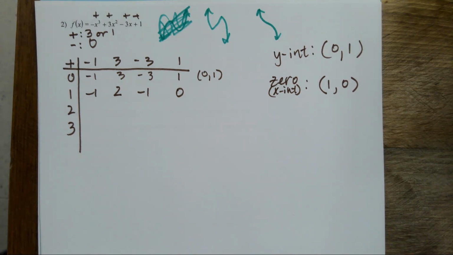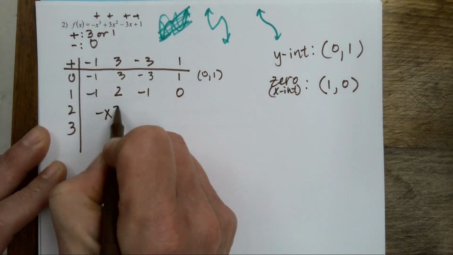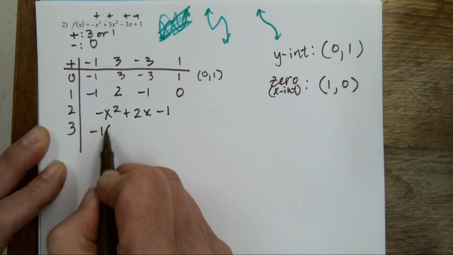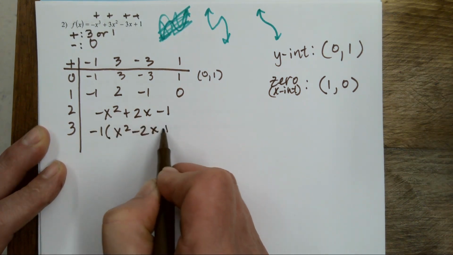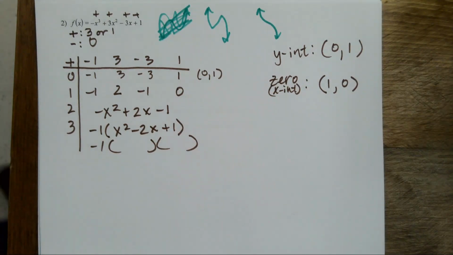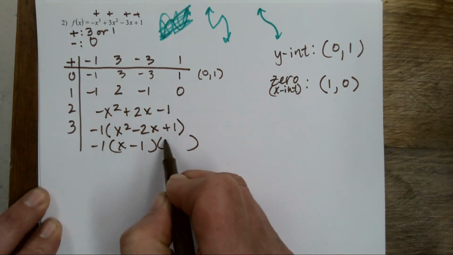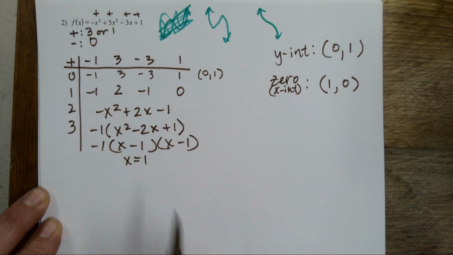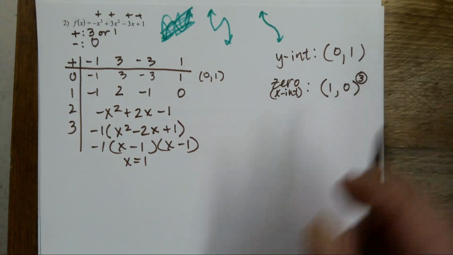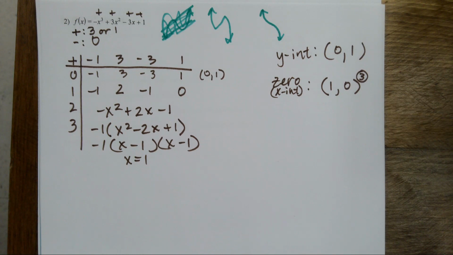Okay, now I can bring this down. Negative x squared plus 2x minus 1. I'm going to factor out a negative 1, x squared minus 2x plus 1, and then I'll factor this. The negative 1 is a non-issue. This is factorable again. X minus 1, x minus 1. It turns out that x equals 1 2 more times. So I have 3 zeros at 1.